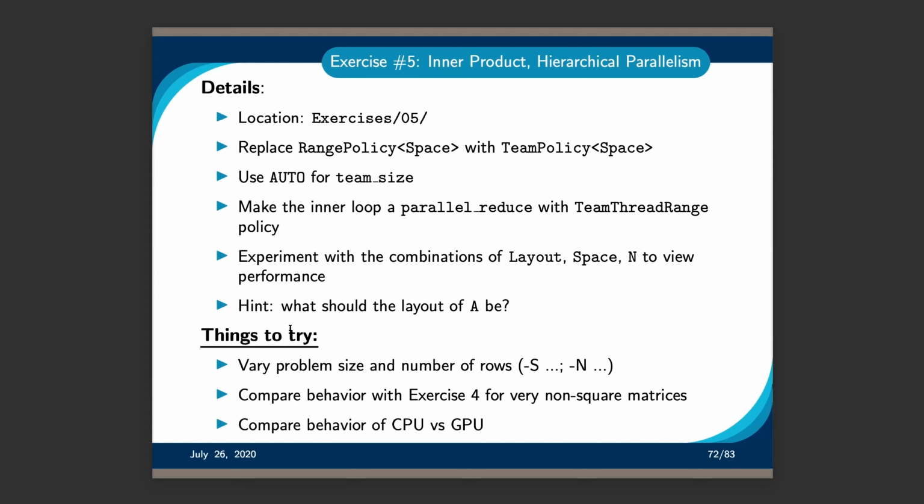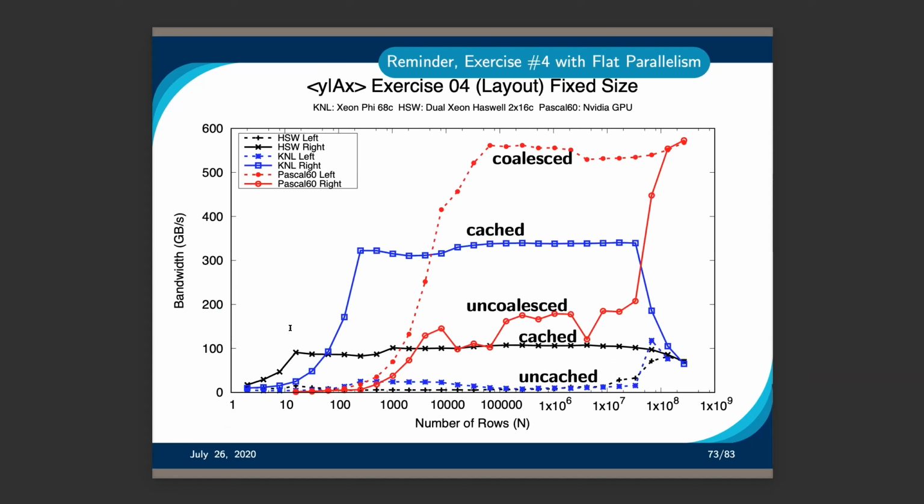There's an exercise we definitely won't come to today, to convert that little example into hierarchical parallelism. Go to the next one. And this is what we remember from exercise 4. So this was the range policy. And what you see here is what I said earlier: you need 100,000 rows in order to get maximum throughput. And you had layout left on GPU good and layout right on CPUs good.